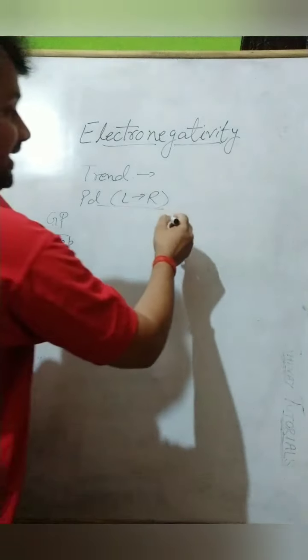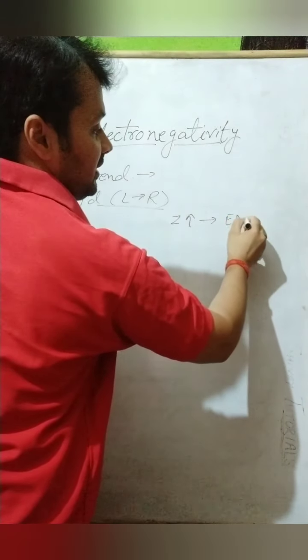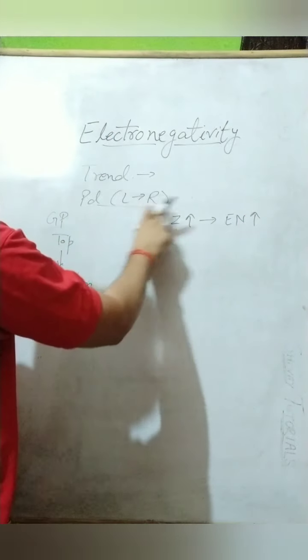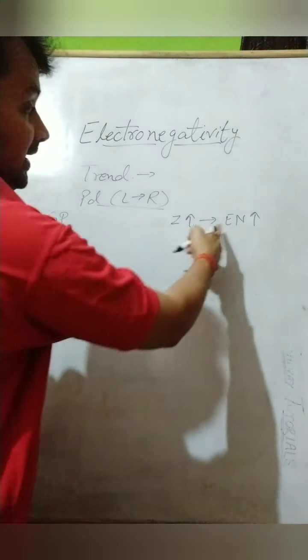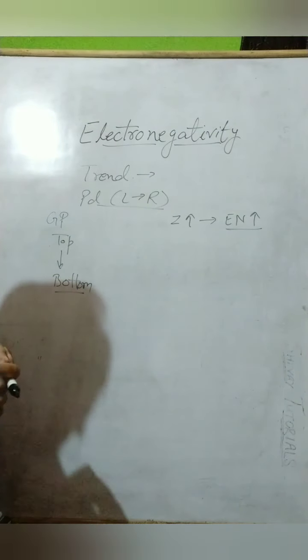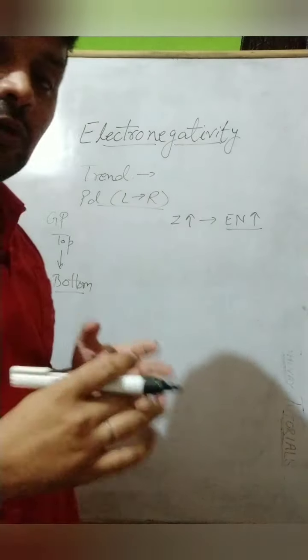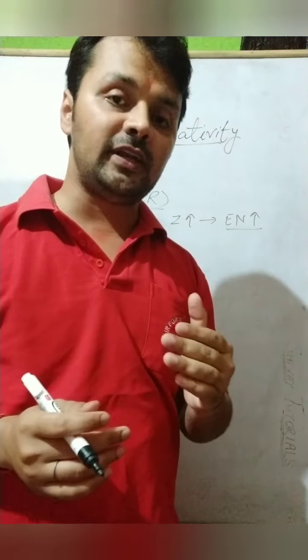So if Z is increasing, that means the electronegativity will increase. So it shows that along the period, from left to right, electronegativity is increasing. Okay. And the second point, from top to bottom in a group, we know that atomic size is the dominating factor.